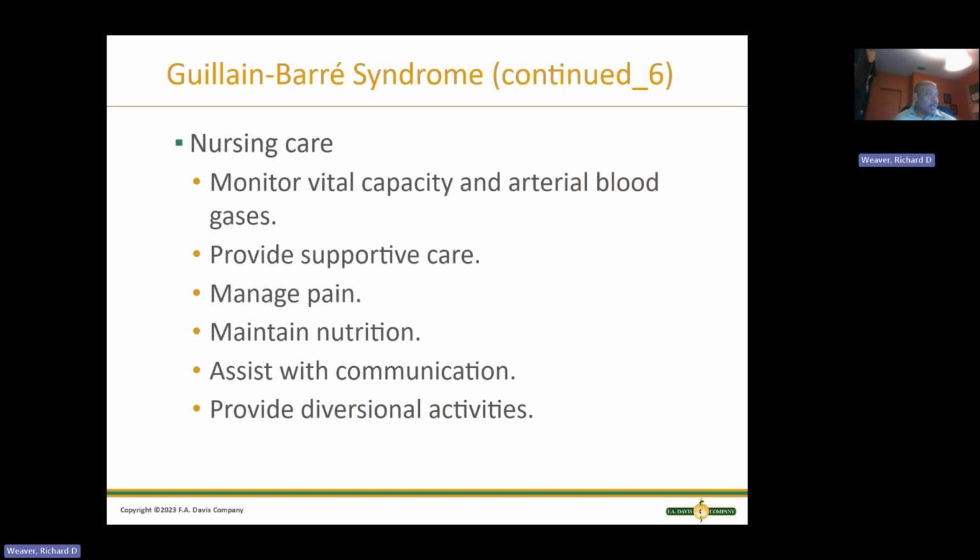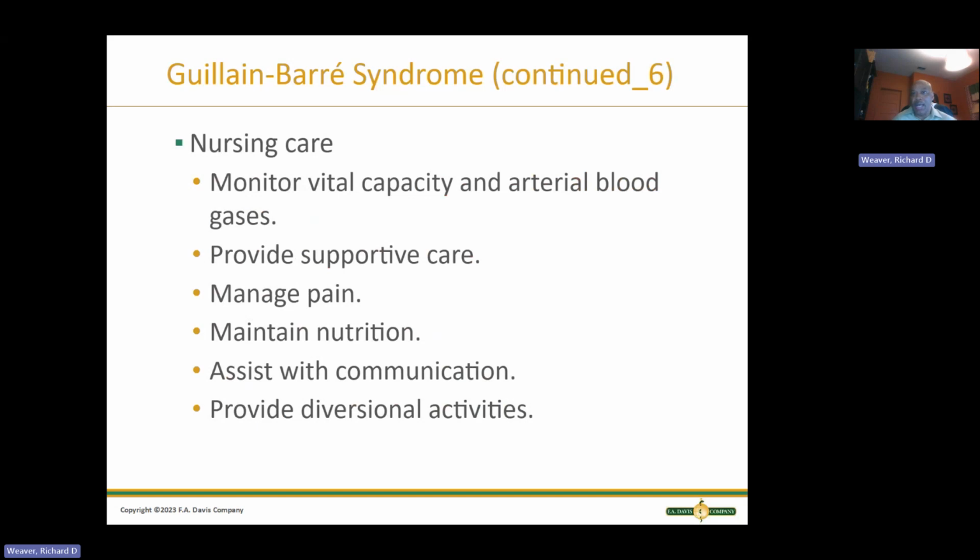All right. Nutrition. We maintain nutrition. That may be in the form of a feeding tube. We also want to provide a way of communication for these patients. It may be as simple as eye blinking. And also provide some diversional activity for these patients. We also want to monitor the patient's gag, corneal, and swallowing reflexes to determine whether safety measures are needed to prevent aspiration or injury to the eyes.